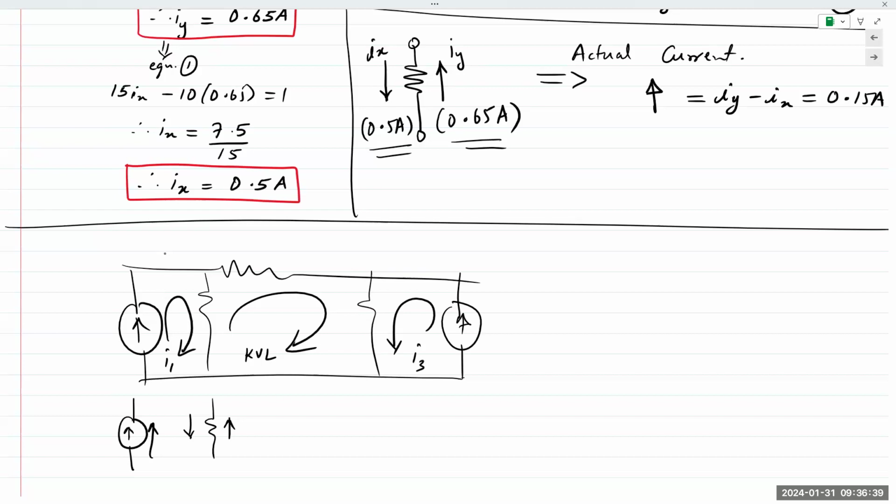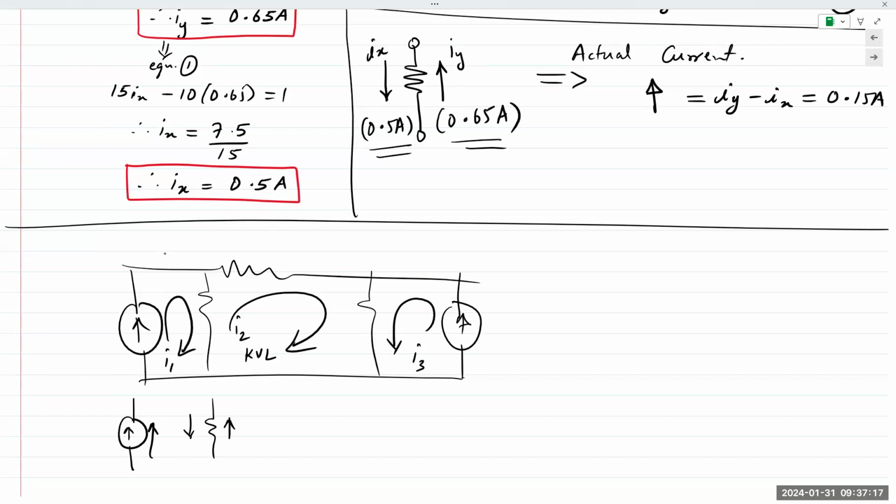Does that make sense to everyone? Because the resistor is a shared branch, the actual current is I1, and if I choose I2 here, it's I1 minus I2. But the current source is not shared with any other mesh. It's a single branch. So if I choose my mesh current as having the same direction as that current source, I have my answer for that mesh current. And that's it.